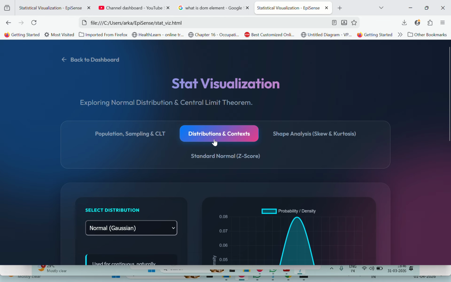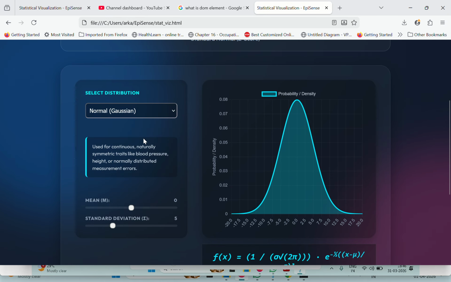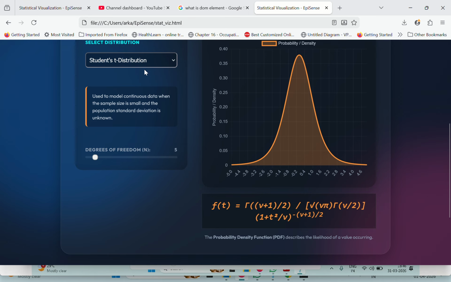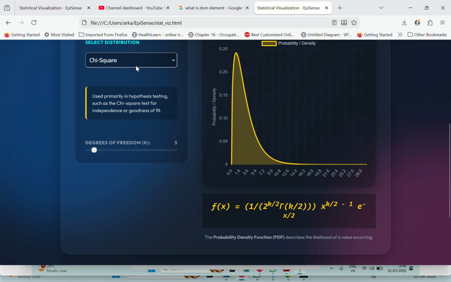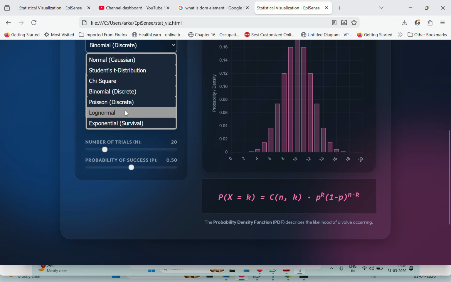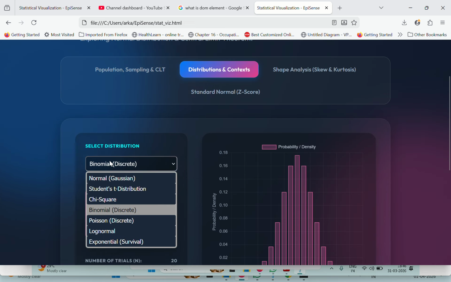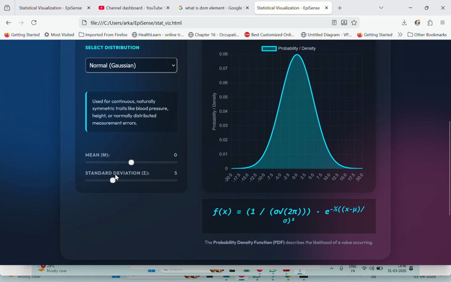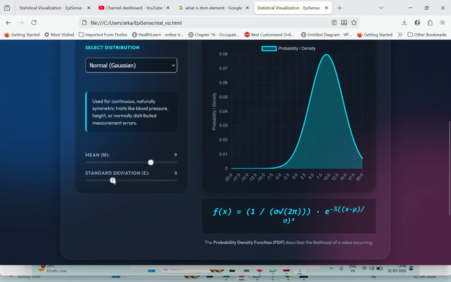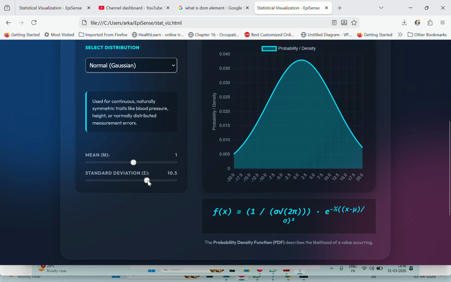Now try to understand different distributions like normal distribution, student distribution with their equation, the chi-square distribution, and then different binomial distributions, and then Poisson distribution, log normal, exponential. You can also change the number of trials and probabilities of success. Based on that, you can check different types of distributions and understand how their shape changes based on the change in the different parameters.